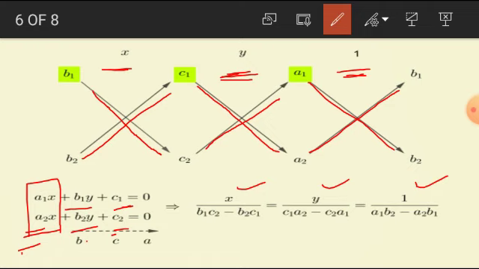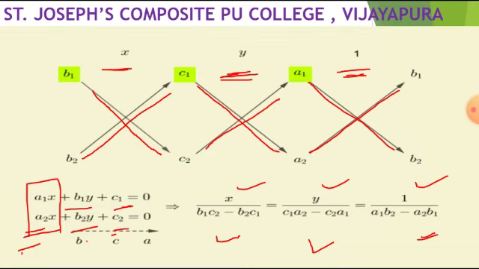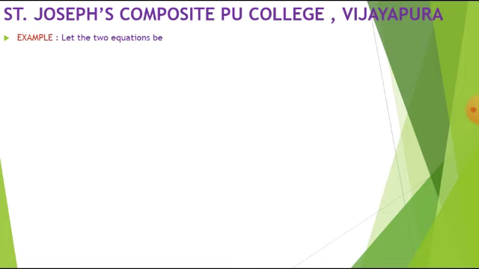Okay, by applying this formula and equating it to the constant term, you will get the x value. Again for y you have to equate to the constant term, then you will get the y value. This is another easiest method to solve the pair of linear equations. Let us take the example.